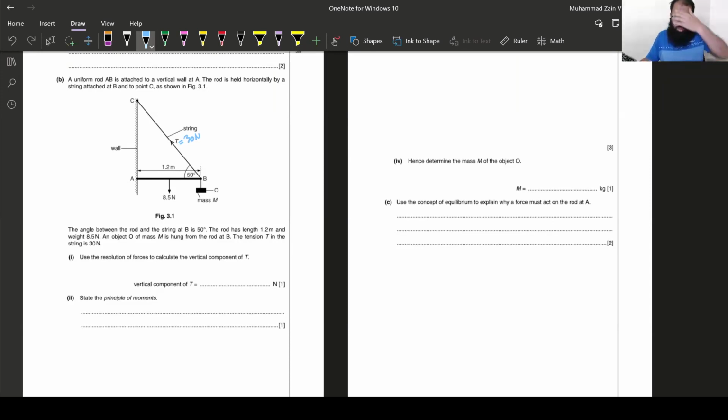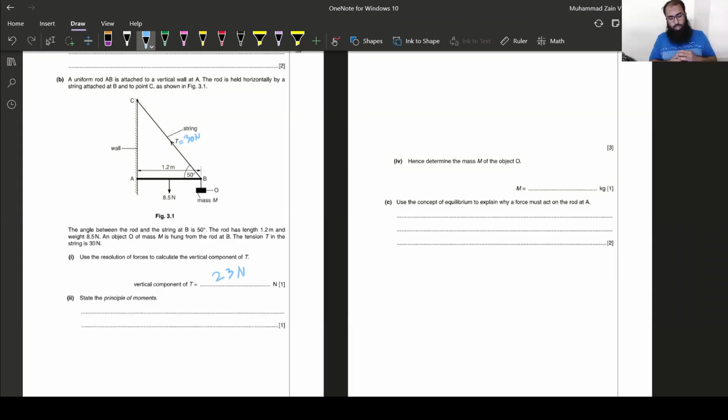Use resolution of forces to calculate the vertical component of T. Can anyone tell me how do I find the vertical component of T by resolving forces? Yes, T sine theta. And can you tell me the answer as well? 30 sine 50, 23 newtons. 23 newtons. And now the next part is state the principle of moments.